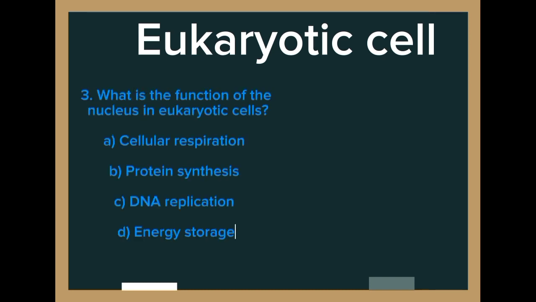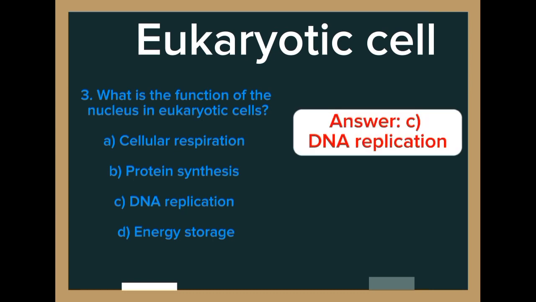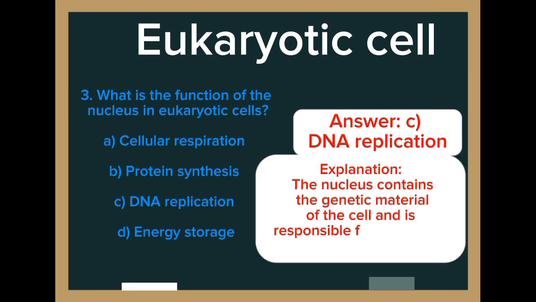3. What is the function of the nucleus in eukaryotic cells? A. Cellular respiration. B. Protein synthesis. C. DNA replication. D. Energy storage. Answer C. DNA replication. Explanation. The nucleus contains the genetic material of the cell and is responsible for replicating and storing DNA.